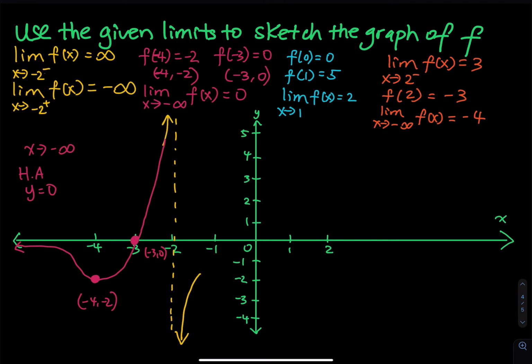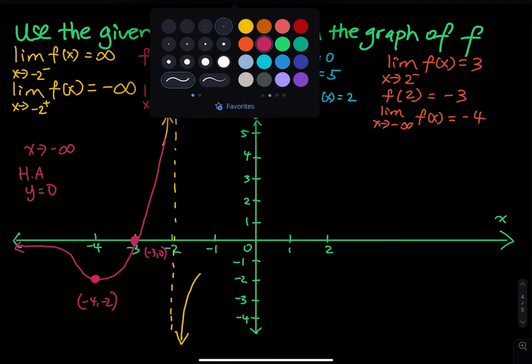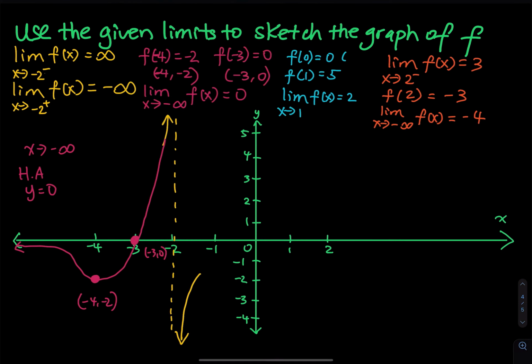Okay, moving on to the blue, we have f of 0 equals 0, so that is right at the origin. So we have a point at 0, 0, and then f of 1 equals 5. When x equals 1, y equals 5. I can see that that is right around there. And then we have 0, 0. All right, and then one more.